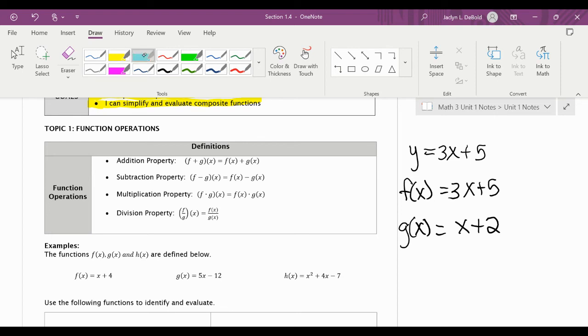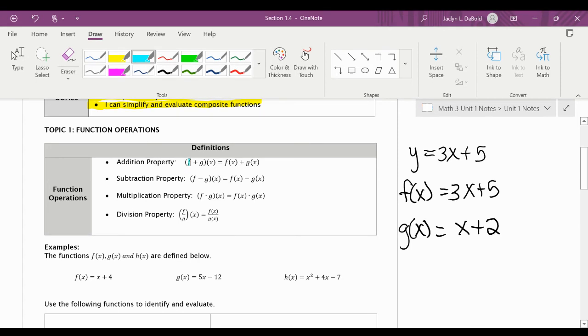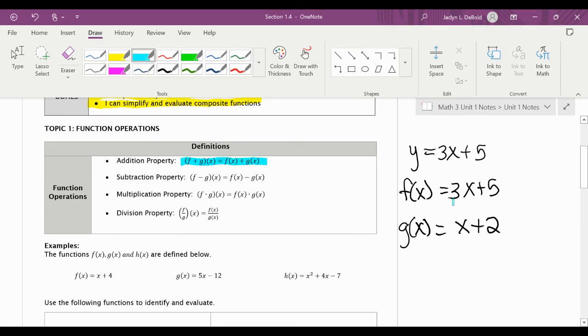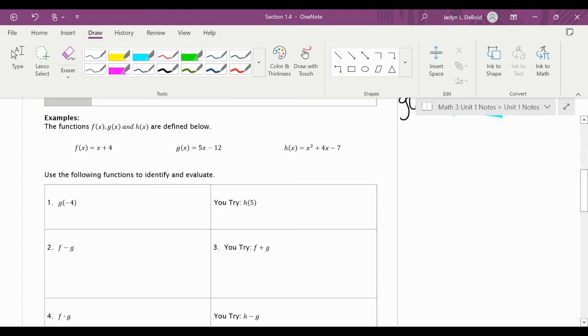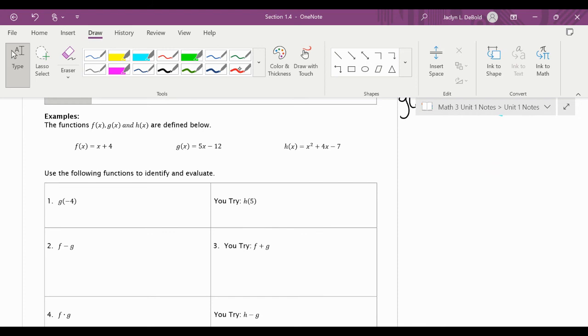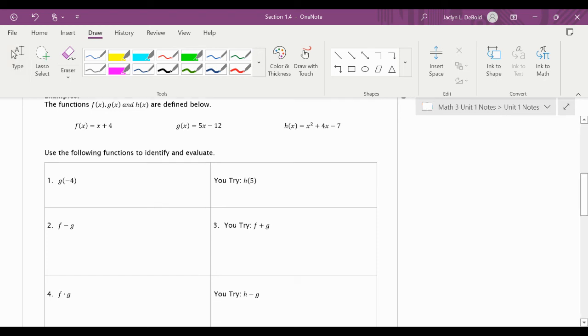So our addition property says that if I'm adding two functions, it's really just the same as adding the expressions that go with it. Same thing with subtraction. If I'm subtracting, I'm just going to subtract those expressions. If I'm multiplying, I'm just going to multiply those expressions. And if I'm dividing, I'm just dividing those expressions, right? So we're really just learning a new way to do this, or a notation and how to write these operations. So for example, let's say f of x is x plus 4, g of x is 5x minus 12, and then I have h of x. We can use these now to solve all the questions that are below.